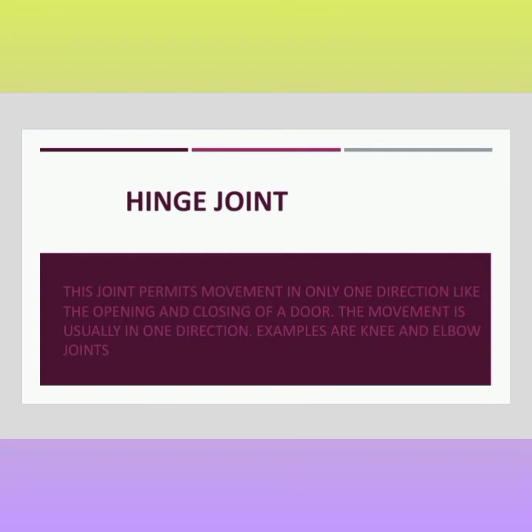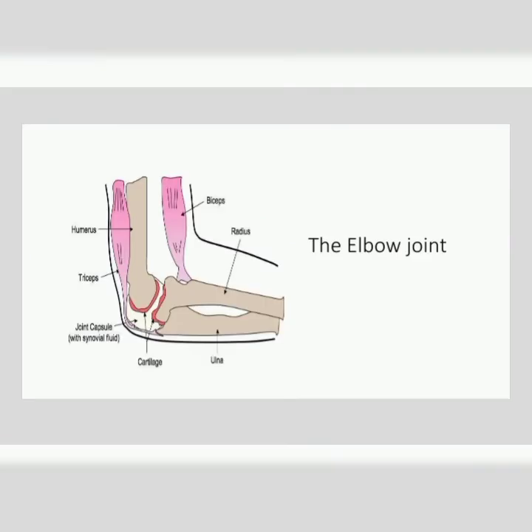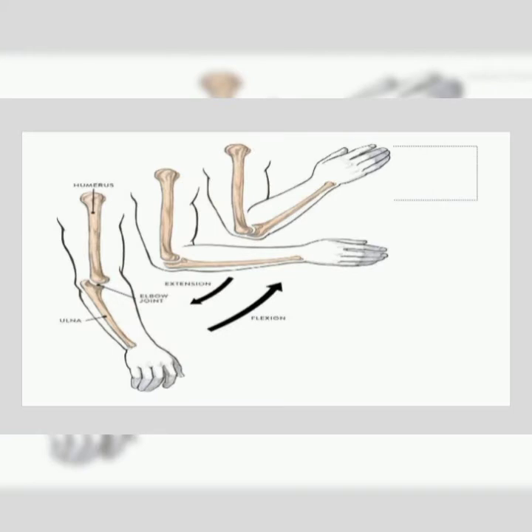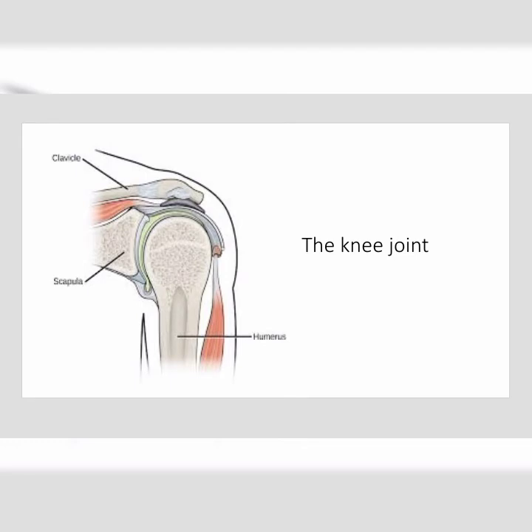The elbow joint forms a connection between the humerus articulating with the radius and the ulna, and also the knee joint between the femur and the fibula and tibia. These are examples of the hinge joints. Examples of the hinge joint are joints of the knee and the joints at the elbow.